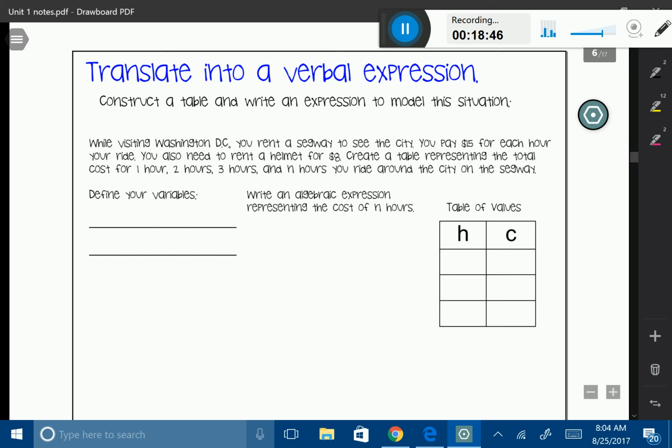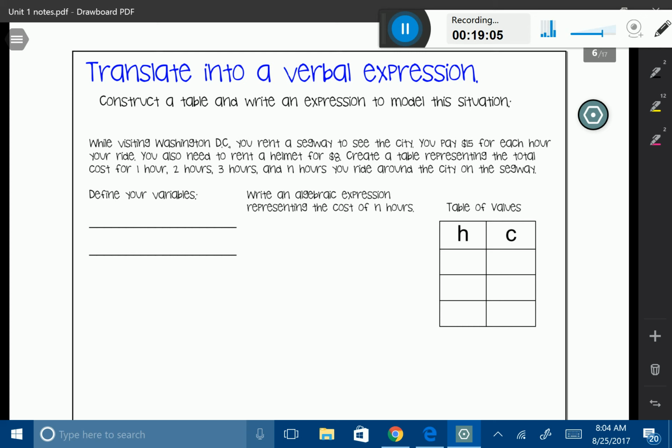So while visiting Washington, D.C., you rent a Segway to see the city. You pay $15 for each hour you ride. You also need to rent a helmet for $8. Create a table representing the total cost for 1 hour, 2 hours, 3 hours, and 8 hours you ride around the city in the Segway.